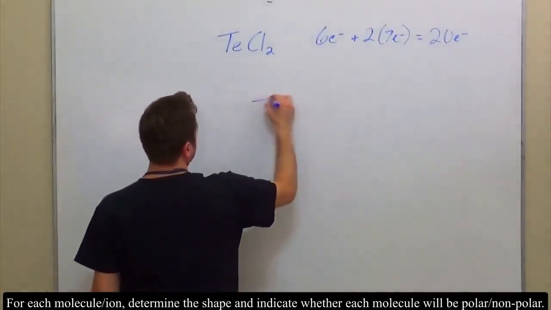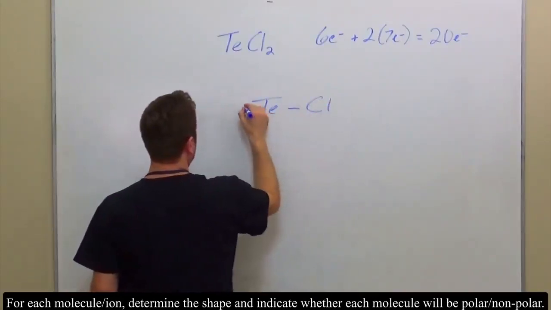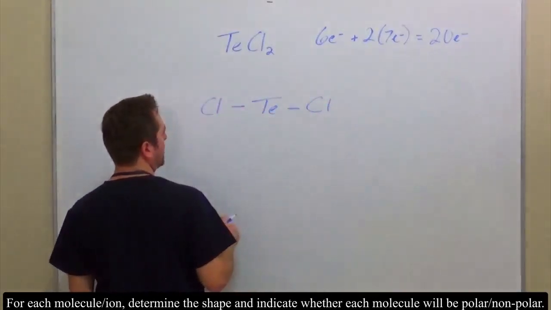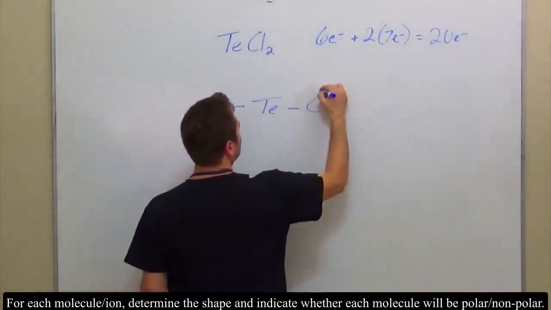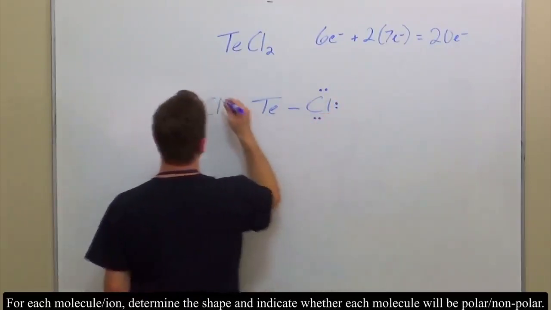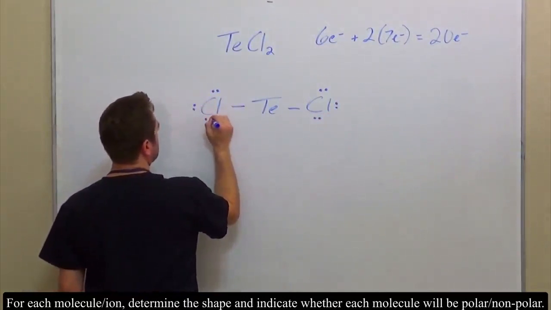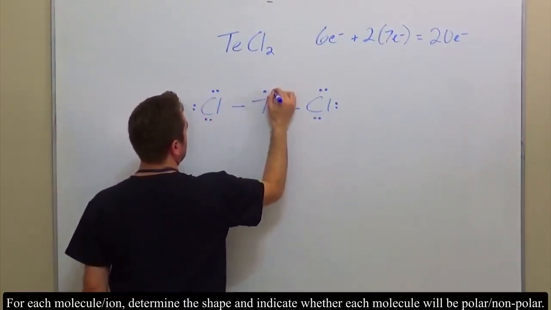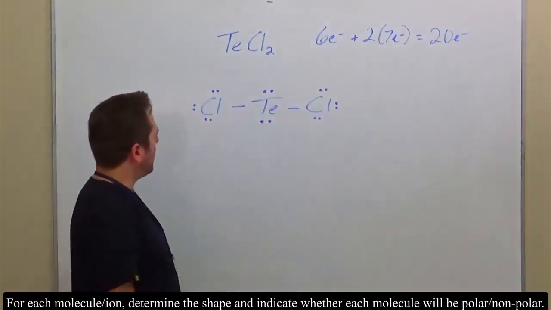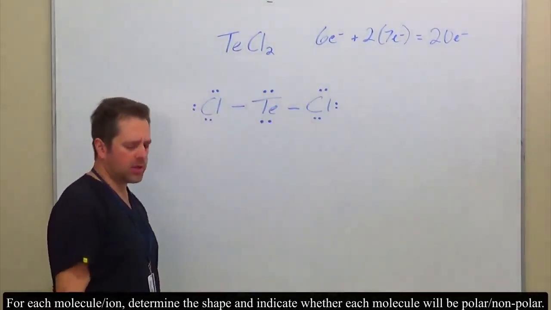Now, the tellurium is going to be our central element, and it's going to be bonded to the 2 chlorines. Okay, let's account for 20 electrons. So far 2, 4, 6, 8, 10, 12, 14, 16, 18, and 20. All right? Yeah, good. Is there any resonance is the next question. The answer is no. This is the molecule.